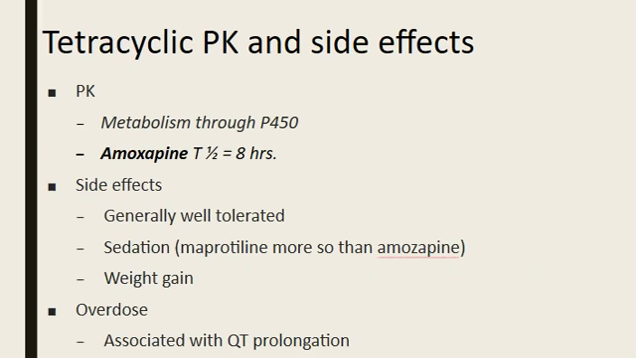From a pharmacokinetic standpoint, we can see metabolism through the hepatic P450 enzyme system. The amoxapine compound actually has a relatively shorter half-life compared to the other drugs. Its half-life is 8 hours, so you can expect at least 2 to 3 times daily dosing. Side effects are generally well tolerated. Sedation and weight gain are definitely encountered with the tetracyclic antidepressants. And with overdose or excess doses, you can see a well-described QT prolongation.